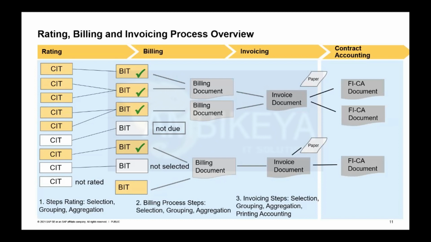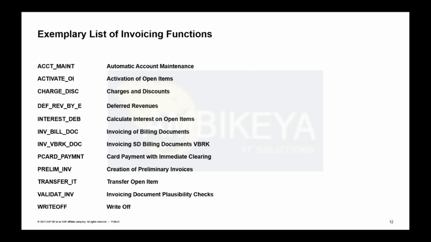Okay, so that's the document flow in Convergent Invoicing and the process overview about the rating, billing, and invoicing. Here I have an exemplary list of invoicing functions. What you can integrate: you can do automatic account maintenance, you can activate open items, you can create charges and discounts coming out of the invoicing process.